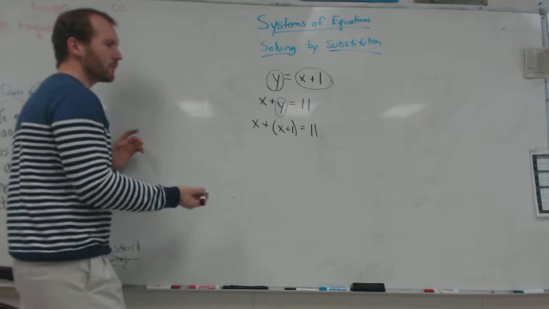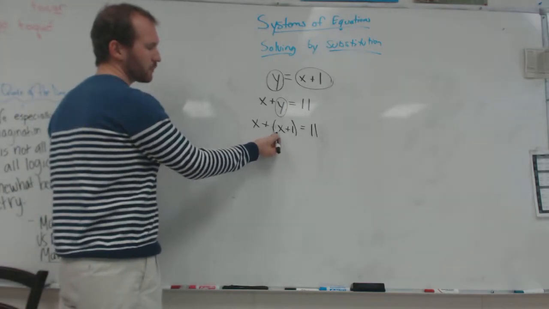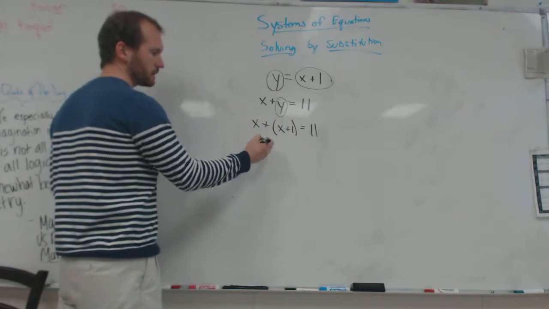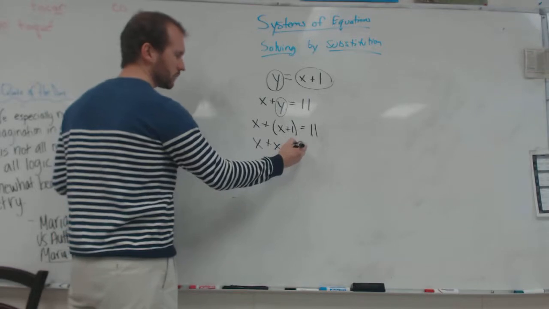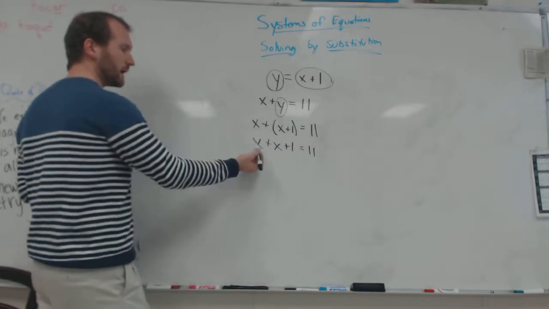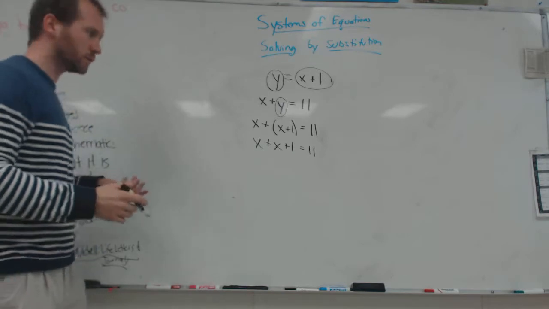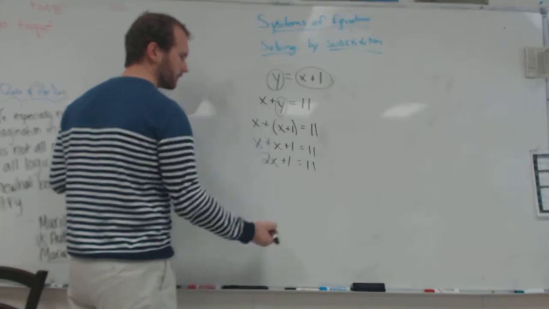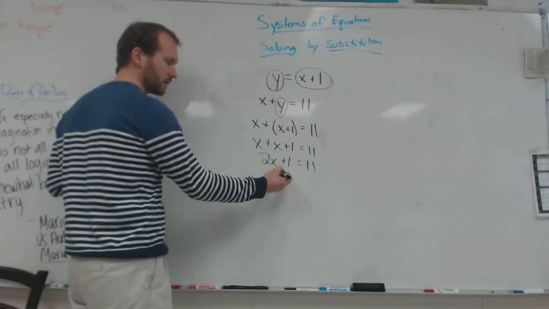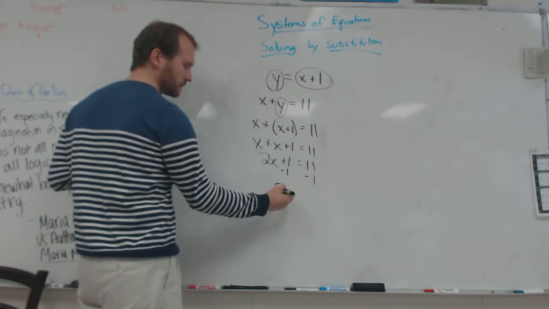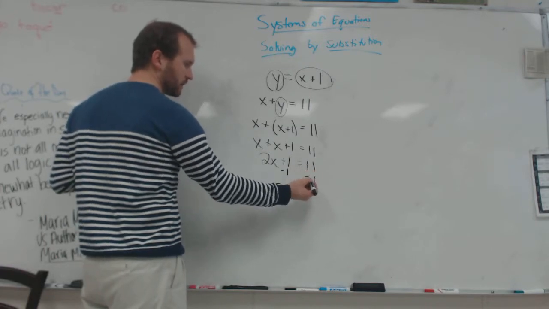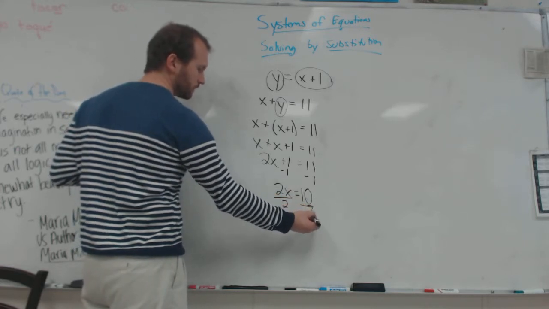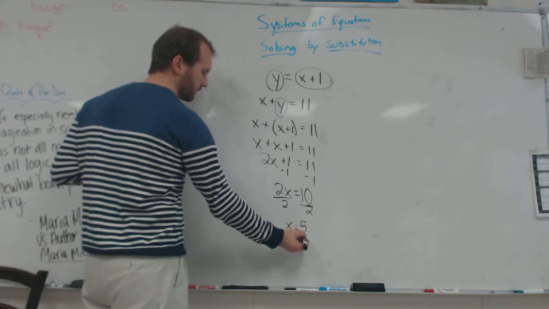Now I've got to remember about combining like terms. First of all, the parentheses don't do anything here because this is a plus. There's nothing to distribute. So I can just go x plus x plus 1 equals 11. What is x plus x? 2x. So 2x plus 1 equals 11. Now I subtract 1 from both sides. 2x equals 11 minus 1, which is 10. Divide both sides by 2. x equals 5.